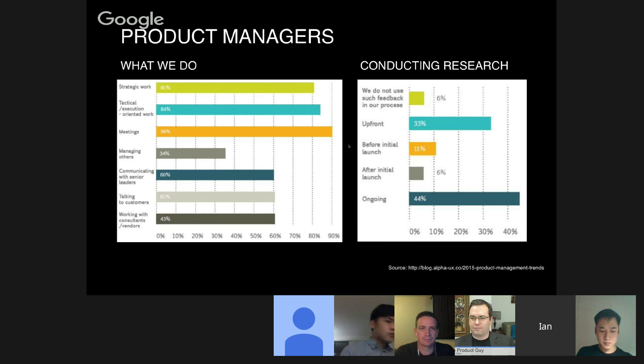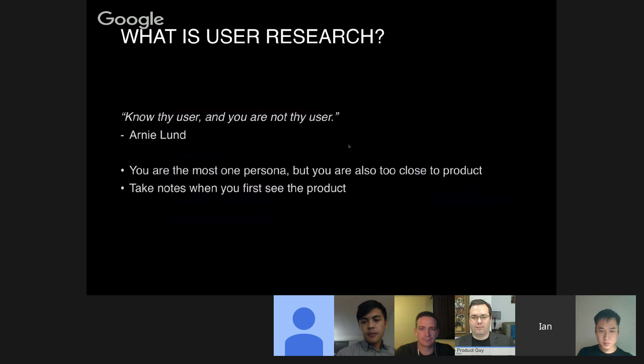Definitely good to see that people see it that way, see the importance of user research and are engaged in that. So what is user research? There's a good quote here: "Know thy user and you are not thy user." My perspective is that you are at most one persona. We'll talk about personas a little bit later in terms of the user base of your product, but you're too close to the product from day one. You're too close to the product to actually represent as a user.